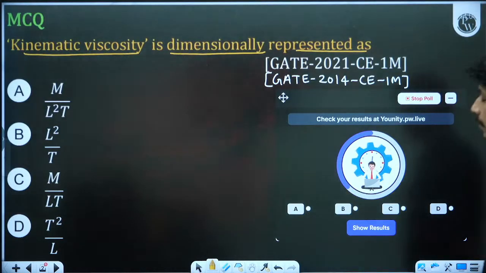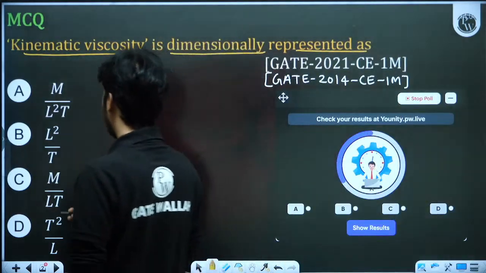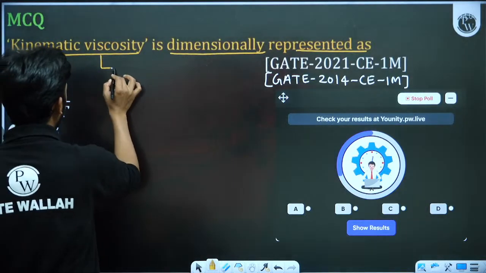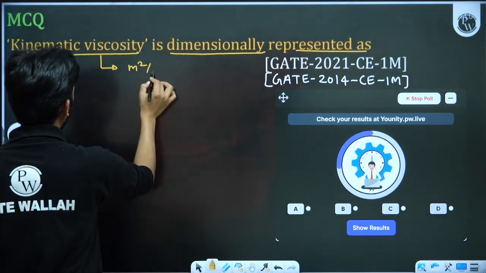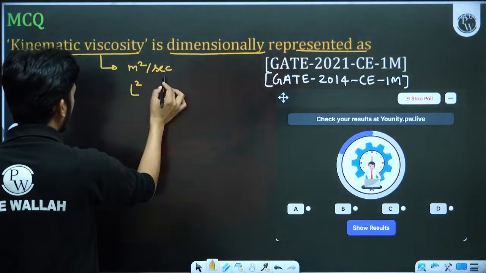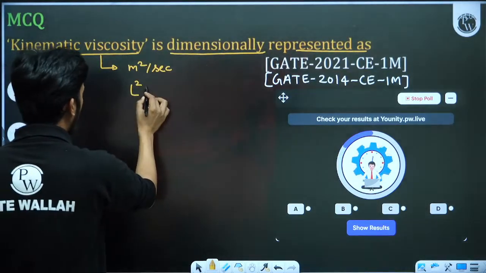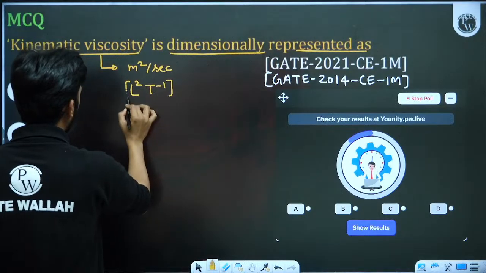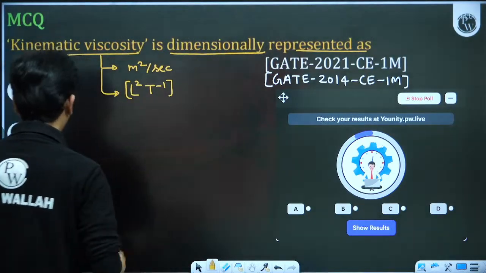Okay, so let's come to the question. In kinematic viscosity, always remember the unit is meter square per second, and for meter we have the dimension L, and square is there, and for second we have the dimension T. Per second means T raised to power minus 1. So the dimension is L square T raised to power minus 1, or L square by T.